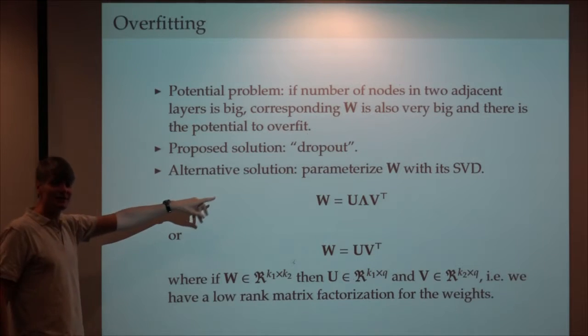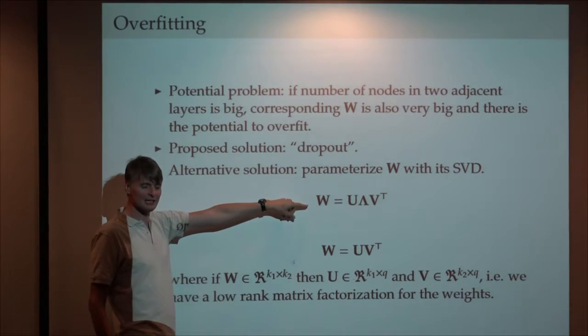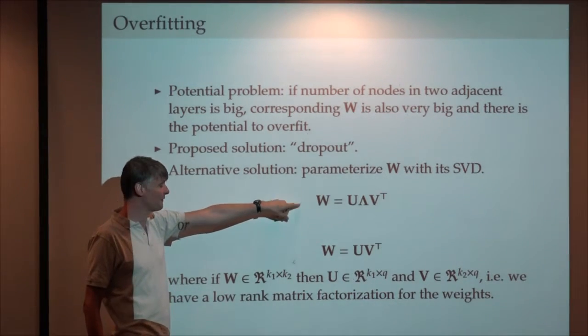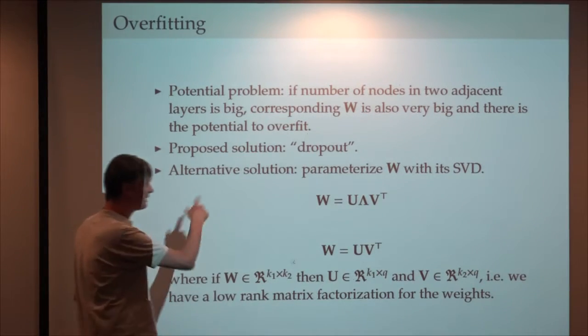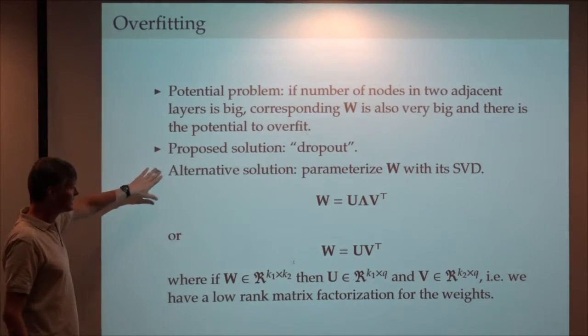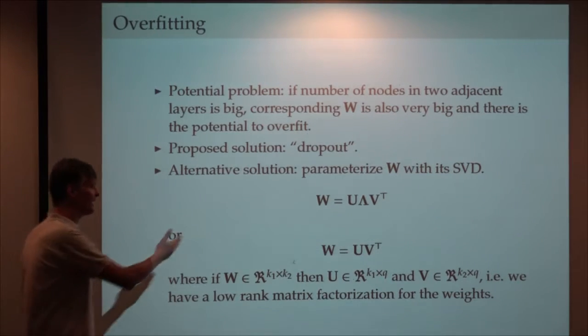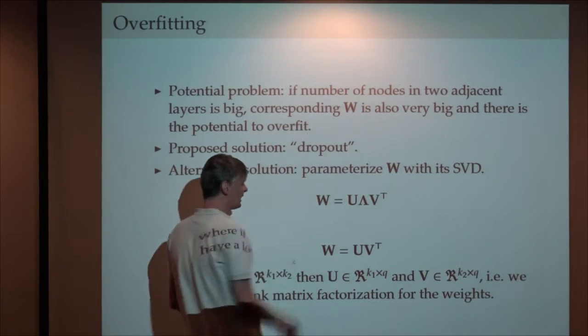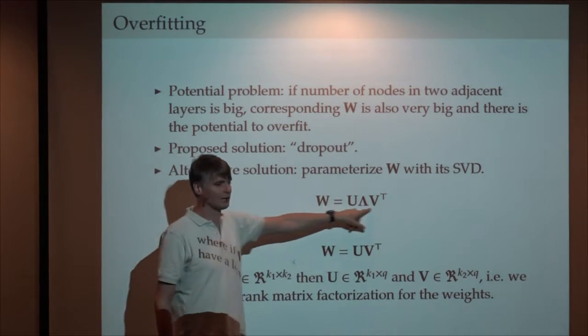Now, someone's done this. Since I started saying this, I think someone's done this, because I saw a paper that was saying things. But when I first said this, no one had done this. This is a different thing that you could do. So an alternative solution to dropout, a very natural solution to anyone who works with matrices, is to reparameterize W with its singular value decomposition.